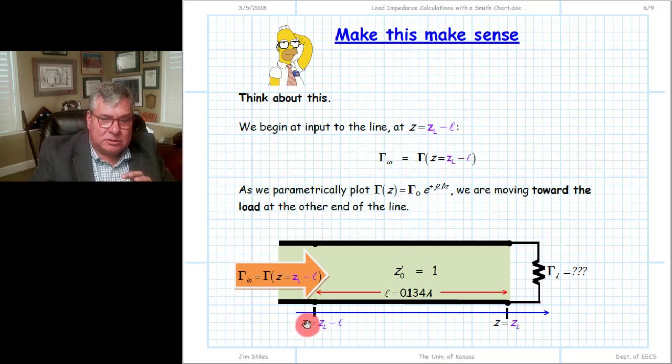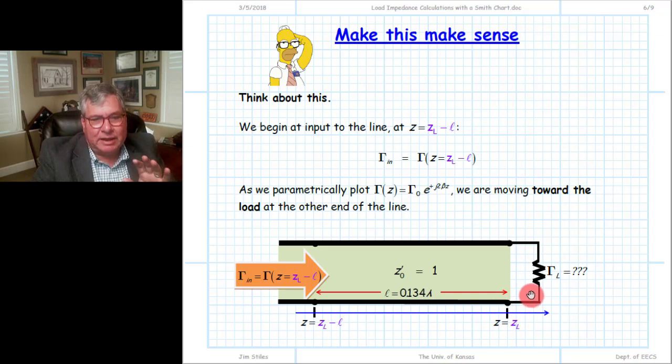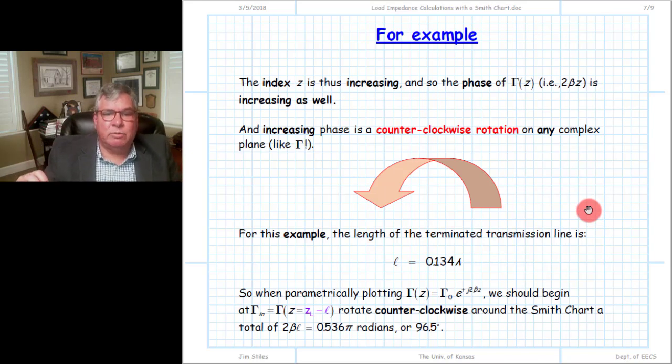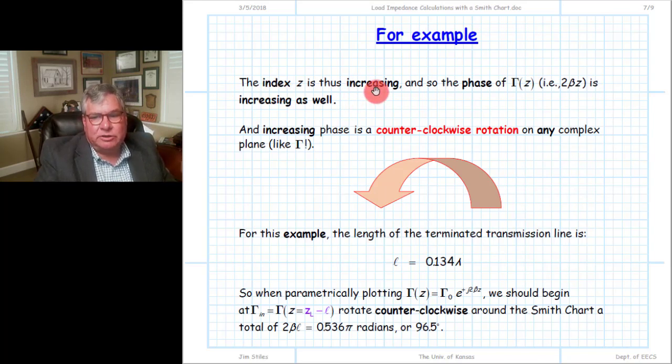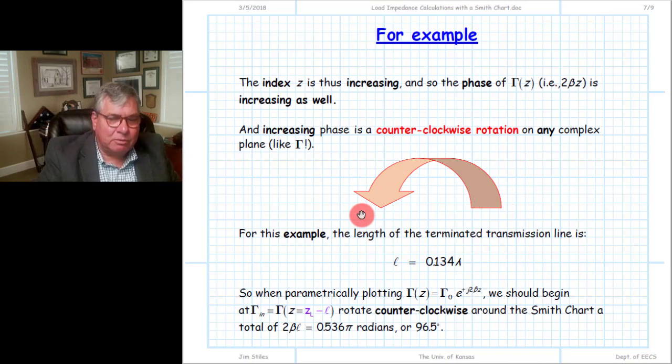So what we're doing is evaluating our reflection coefficient function at the beginning of the transmission line. That's the value of gamma in. Then we're moving down the transmission line a distance of 0.134 lambda to the end of the line where the load is located. Again, this is a parametric plot of the reflection coefficient function on the complex gamma plane. As we move down the transmission line toward the load, the position index z is increasing, which means the phase of the reflection coefficient, 2 beta z, is increasing, which means we are rotating counterclockwise around the Smith chart.